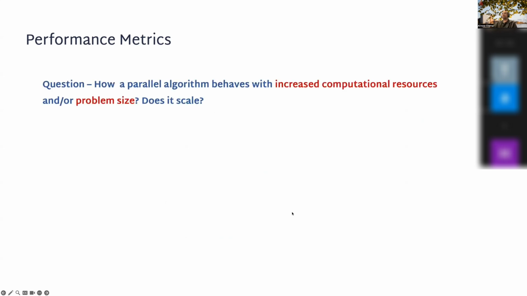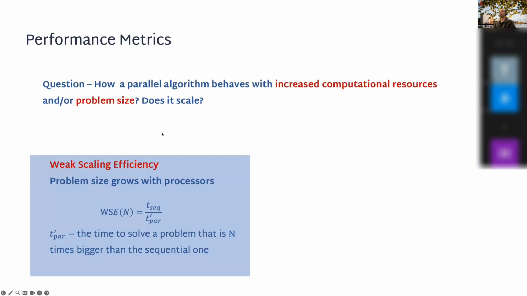All right. Another question that we need to ask: now we know the speed up and we know the efficiency, but we want to know how a parallel algorithm behaves if you increase the computational resources or the problem size or both together. Basically we want to know if the program scales with the problem size or the computational resources. And this can be seen through scalability.